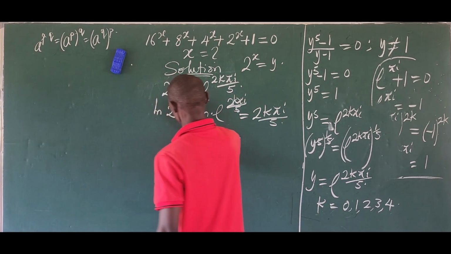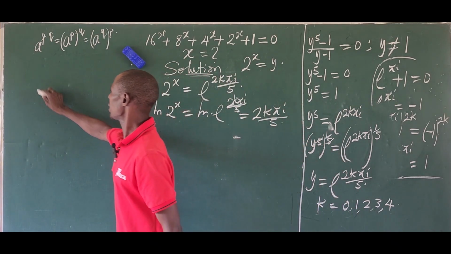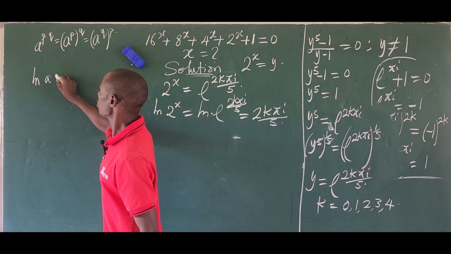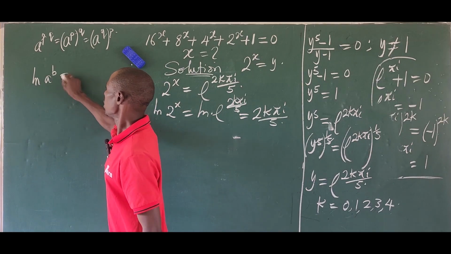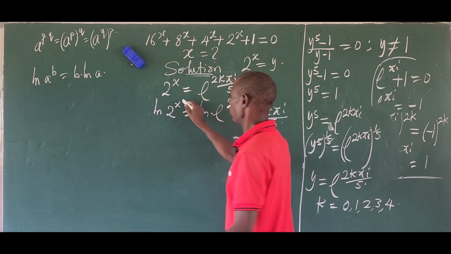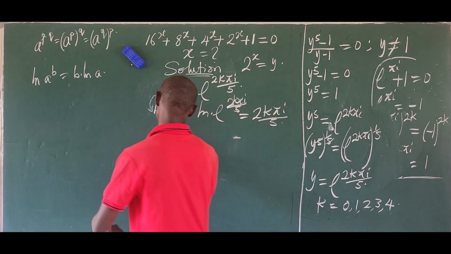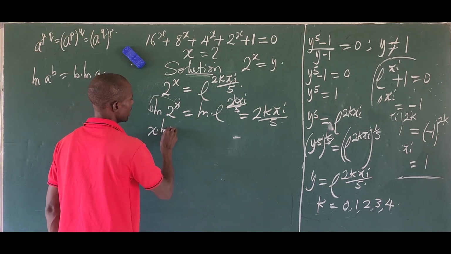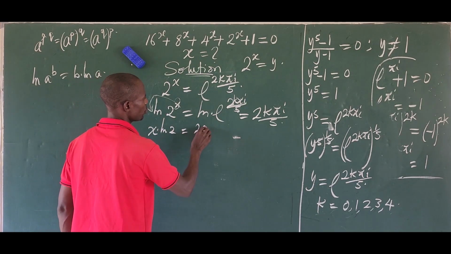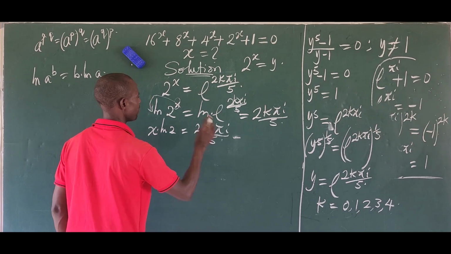Easy. Here we have a power, so we apply the law of logarithm, which says that if you have the ln of a to the power of b, this is equal to b times the ln of a. If we apply that, we move this x to the front. So we're going to have x times the ln of 2 is equal to 2k pi i all over 5.